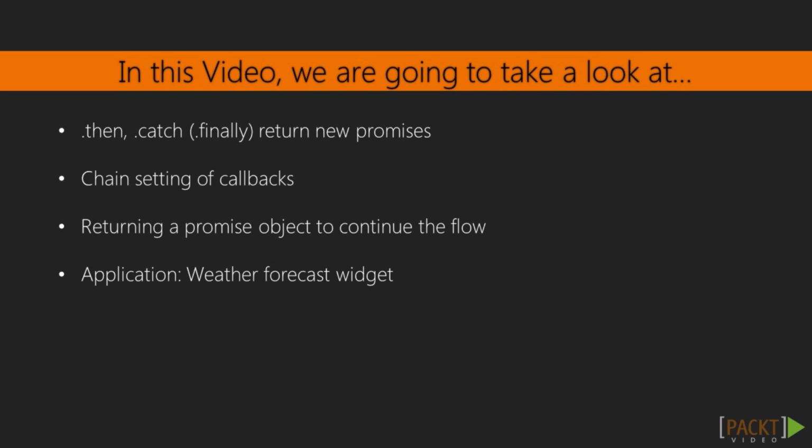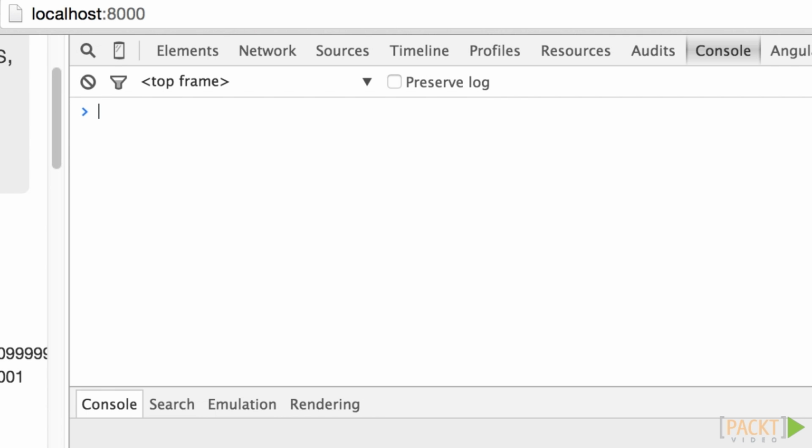To illustrate those concepts, we will create a weather forecast widget for your current location, which consists of 4 processes in series, each one needing the outcome of the previous in order to proceed. So to get started, we're going to open the developer console, which is convenient when you want to test simple things out. We're going to create a first promise. Let's call it promise 1.